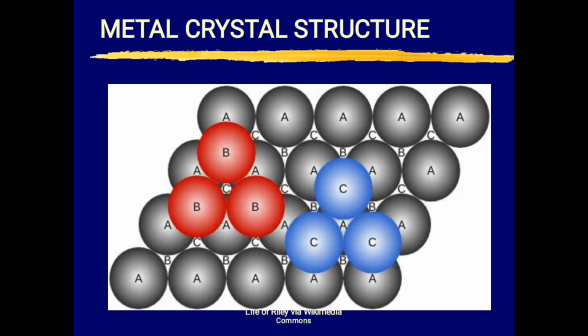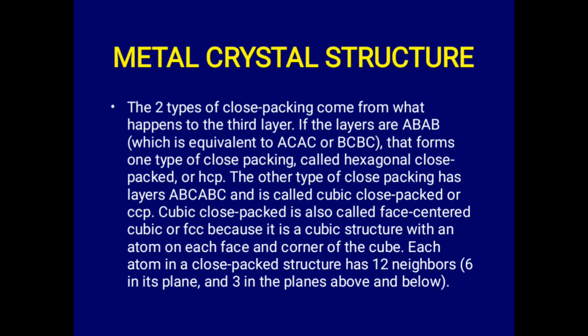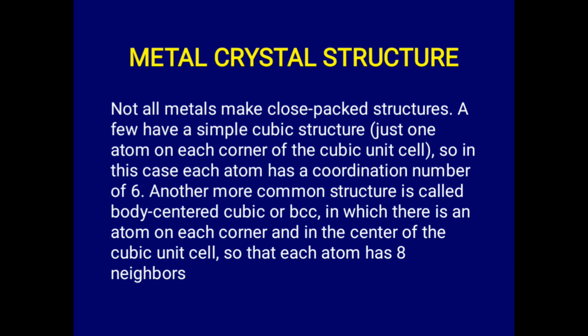You can see ABC ABC, like that. So you can have the cubic and the hexagonal close packing, and these two will give a coordination number of 12. That means 6 in the plane, 3 in the plane above and 3 in the plane below. So you see there.